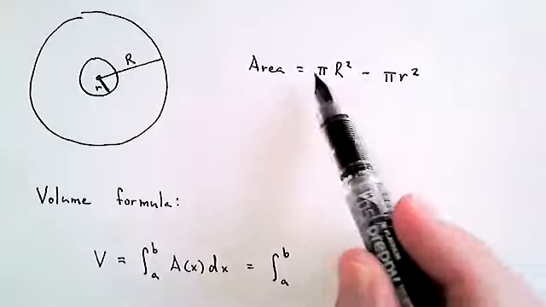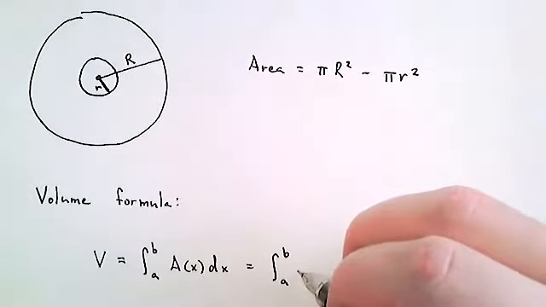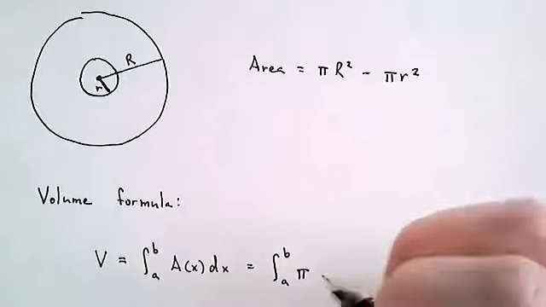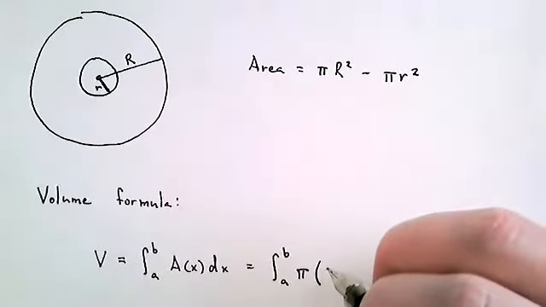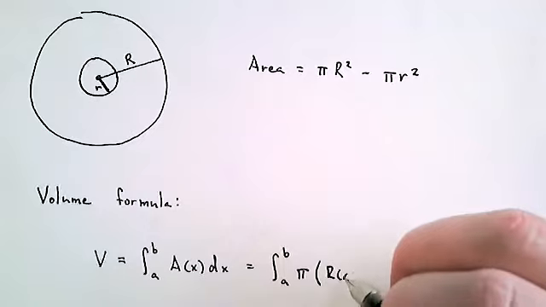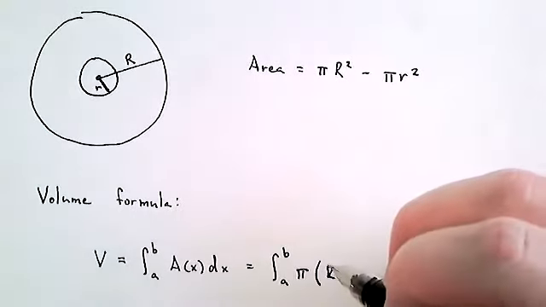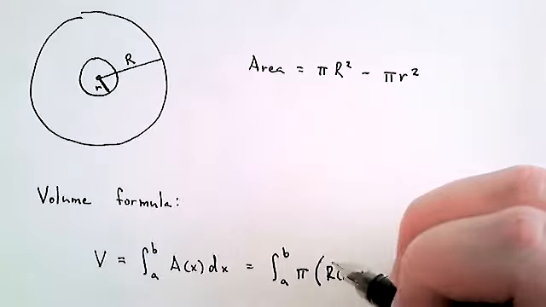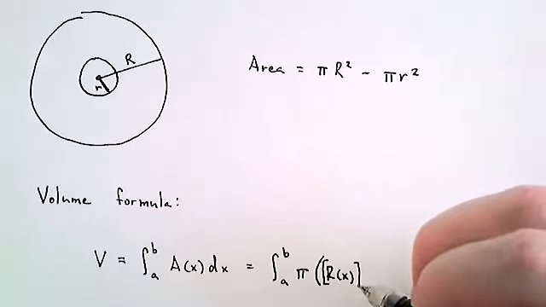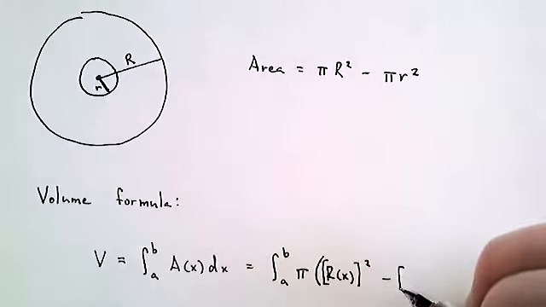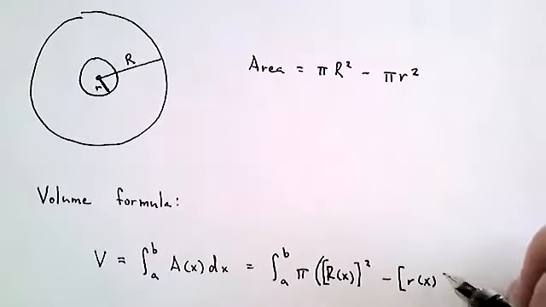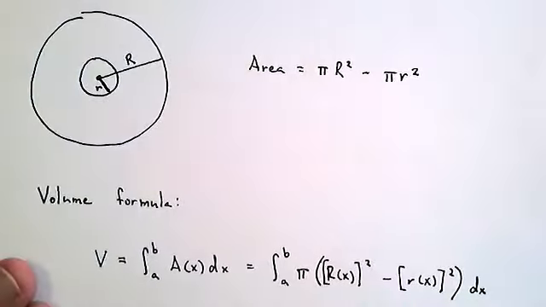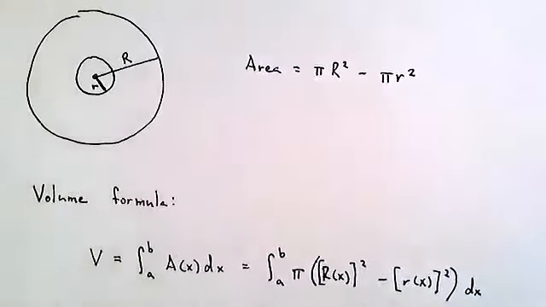So both of these terms have a pi. I'm going to write that first. And then in parentheses, I'm going to have the capital R of x squared minus lowercase r of x also squared. Okay, and that is our formula.